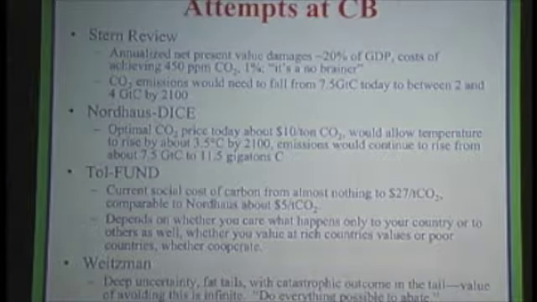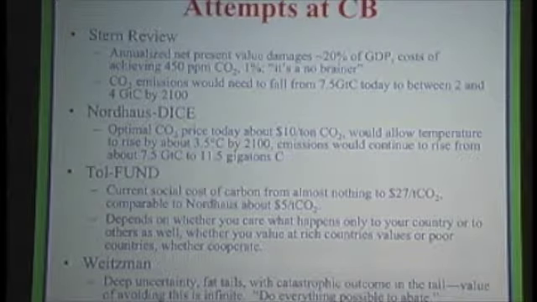that's not even the extreme end. Richard Tol, who's an economist in Europe, suggests that the current social cost of carbon is almost nothing to about $27 a ton, and that is comparable to Nordhaus's estimate. So he points out that it depends on whether you care what happens only in your country. So do we care what happens to the rest of the world? Do we place that in part of our valuation of carbon, or only about ourselves? How do we value effects to other people?